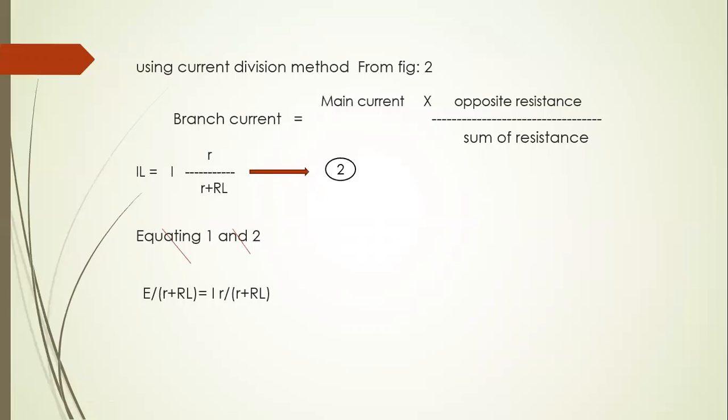LHS is IL, so we can equate the RHS: E divided by RL, and this IR divided by R plus RL. I can just cancel the denominator. Hence, I'll get E is equal to IR. We can rewrite it as I is equal to E by R. So these are the two formulas we will use for the source transformation technique.